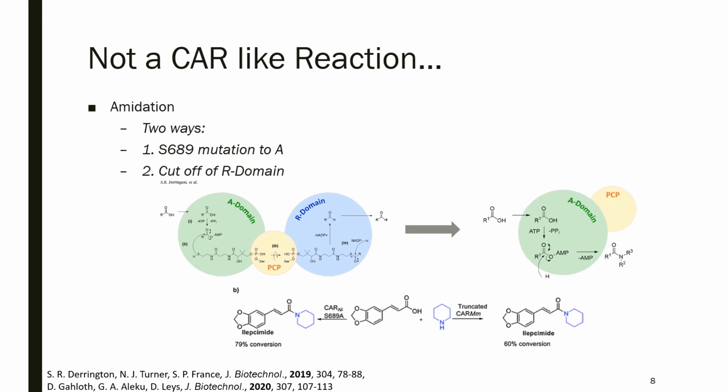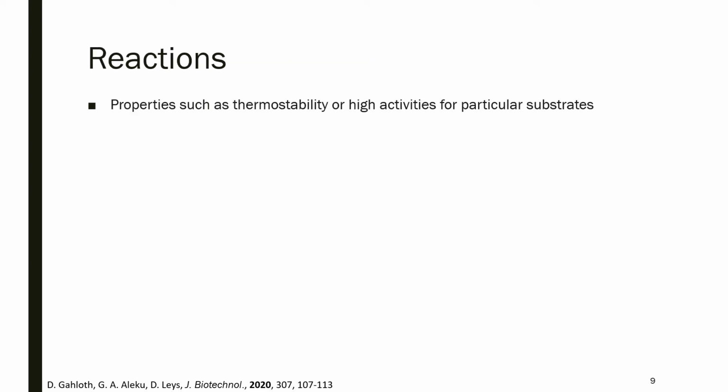So although CARs are very promising enzymes, properties such as thermostability or high activities for a particular substrate still need to be improved. One way to improve enzymes is the use of directed evolution. But although directed evolution is used by many groups and is already well implemented, it's still not easy, even when we use simple enzymes. And it becomes an even greater challenge if you want to do it on multi-domain enzymes like CARs.